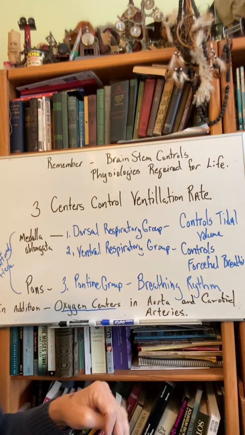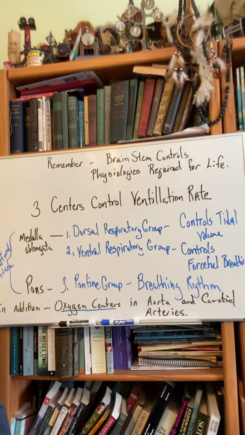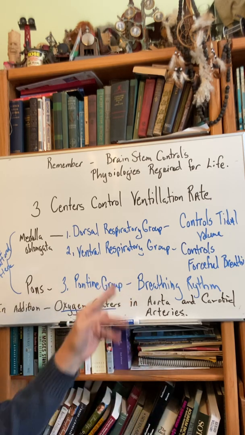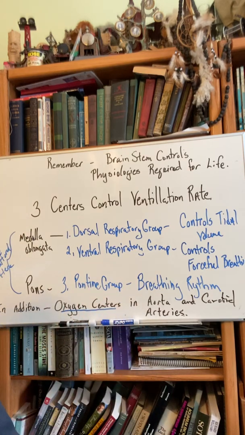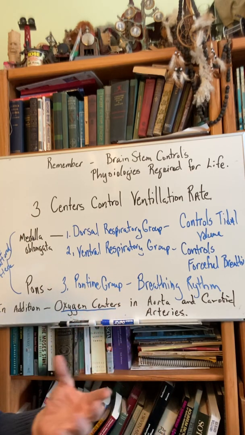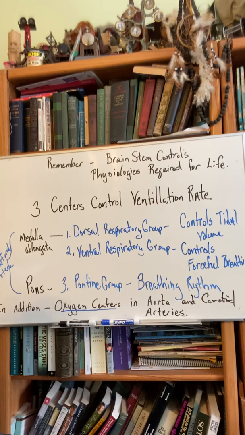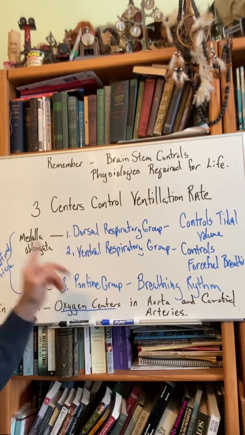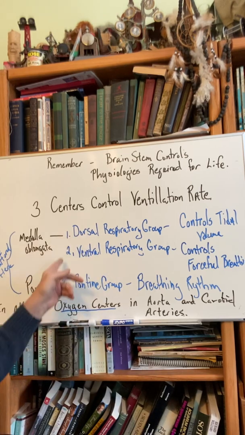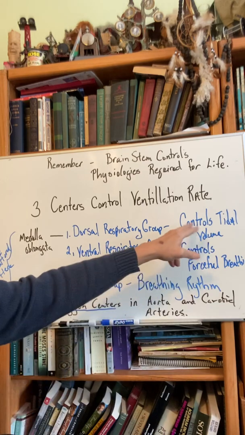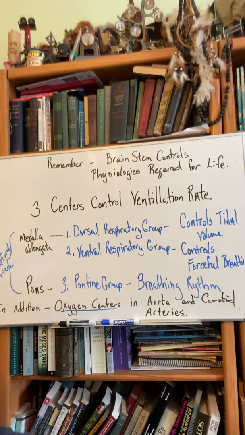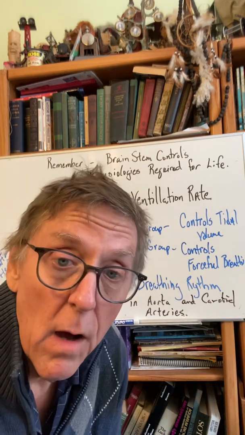And then we have this sort of vague group in the pons, and we say they're going to be contributing to your breathing rhythm. Somehow it's going to be helping to control your normal rate of breathing also. In my mind, that would mean it's sort of coordinating with the dorsal respiratory group in controlling tidal volume.